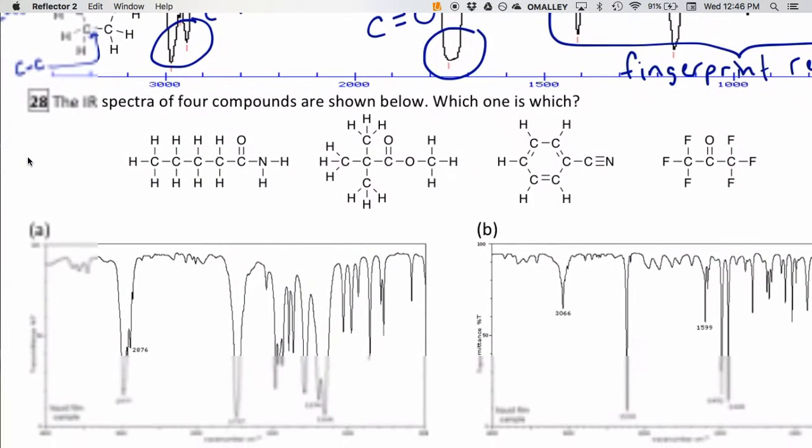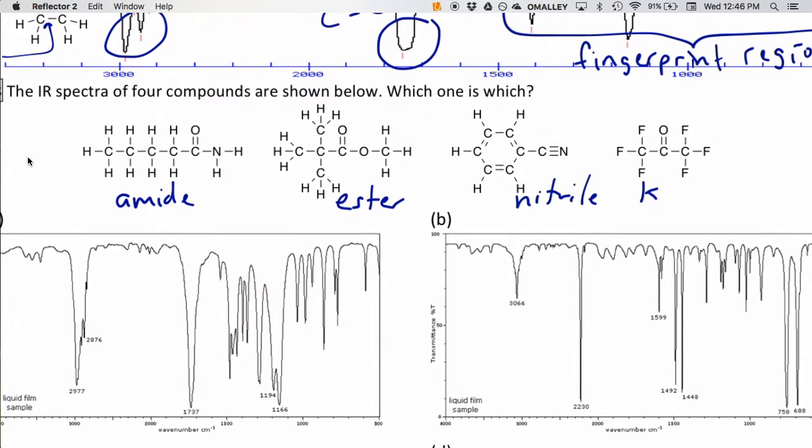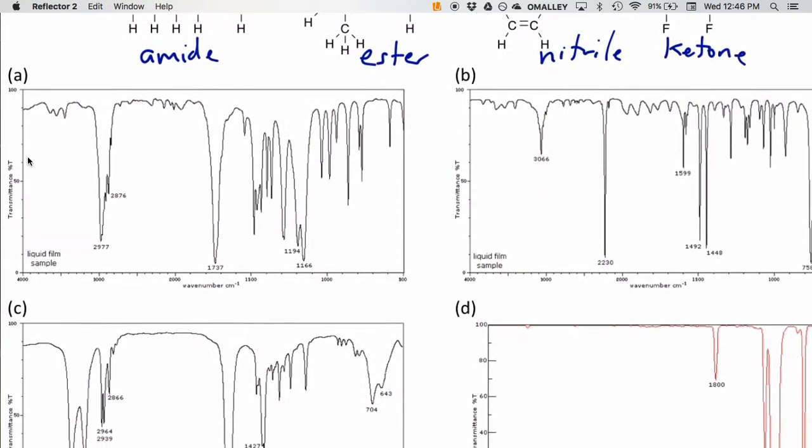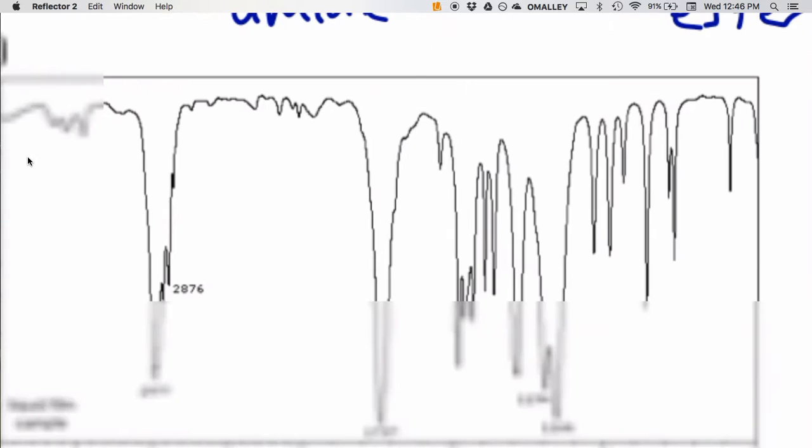Okay, so let's take a look at a few other examples. I have 4 molecules that you should recognize from the mass spectrometry video. We have our amide, our ester, the nitrile, and the ketone. I'm just labeling them so that we can refer to them more easily without having to draw the entire molecule again. And down below are 4 different IR spectra, and each one goes with one of those molecules up above. So let's zoom in and try and identify which one is which.